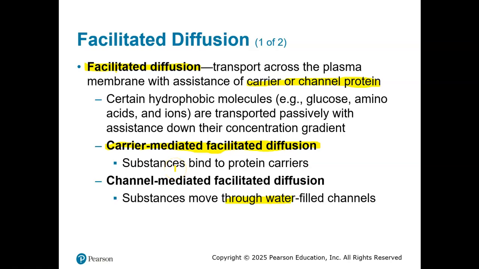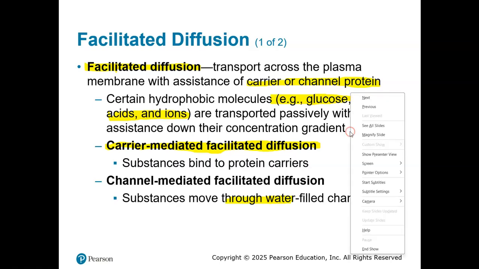But basically, the substances that move through the plasma membrane by facilitated diffusion would be glucose, which is polar, and amino acids and ions. Glucose and amino acids are polar molecules. Ions have a charge, so any of those can move through the phospholipid bilayer.